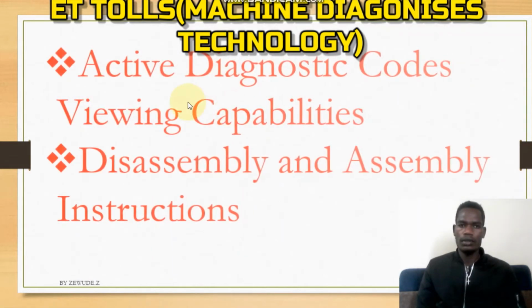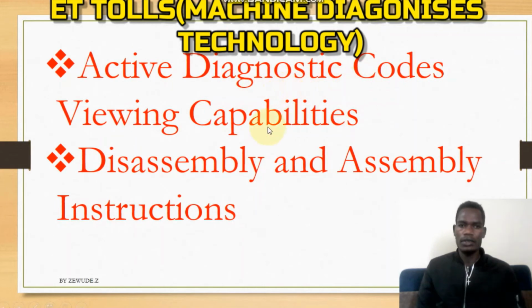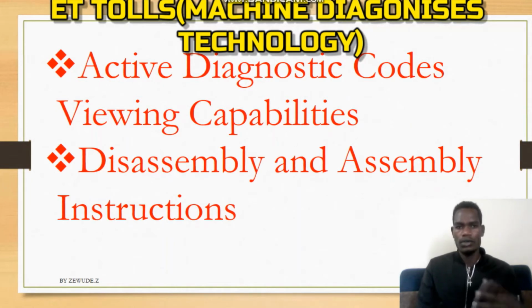And also the active diagnostic code capability. Active diagnostic code means the current problems, especially the current problems which happen in a given system, are also displayed in that displaying board or desktop. So disassembling and assembling instructions are also available in that board.